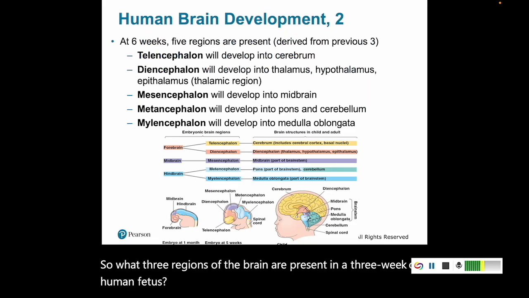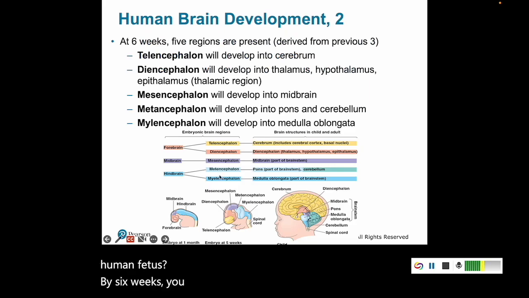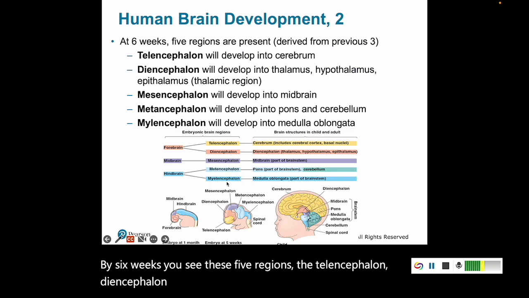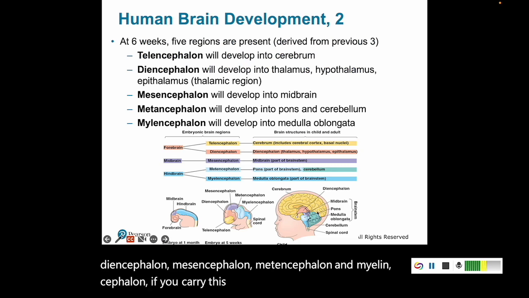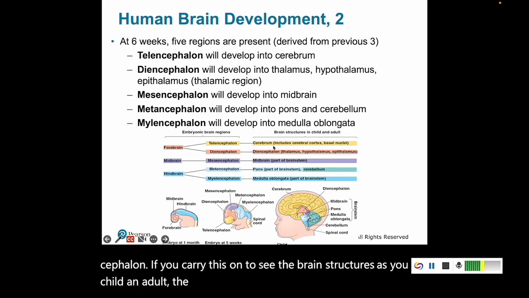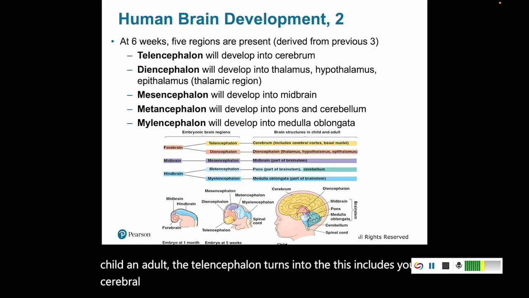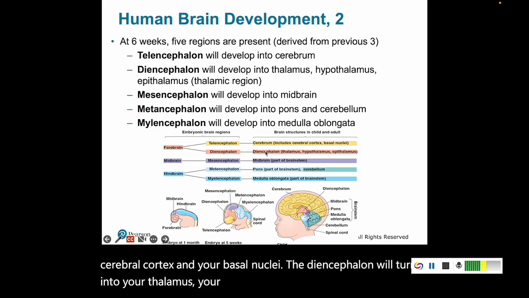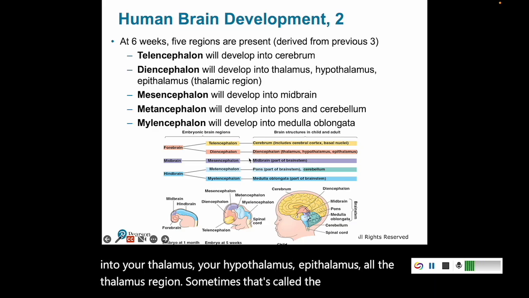By 6 weeks, you see these 5 regions: the telencephalon, diencephalon, mesencephalon, medencephalon, and myelencephalon. If you carry this on to see the brain structures as you become a child and adult, the telencephalon turns into the cerebrum. This includes your cerebral cortex and your basal nuclei. The diencephalon will turn into your thalamus, your hypothalamus, the epithalamus, all the thalamus region. Sometimes that's called the diencephalon.